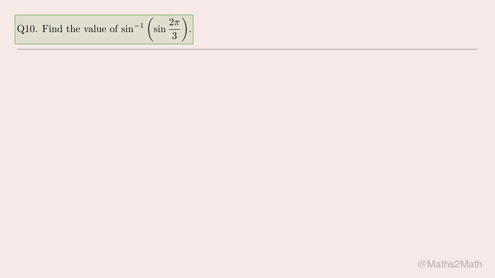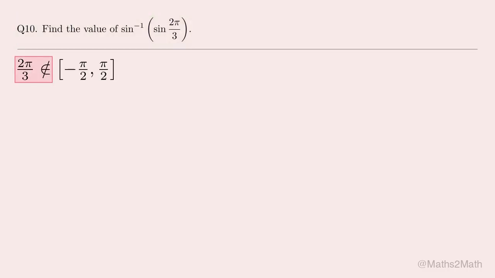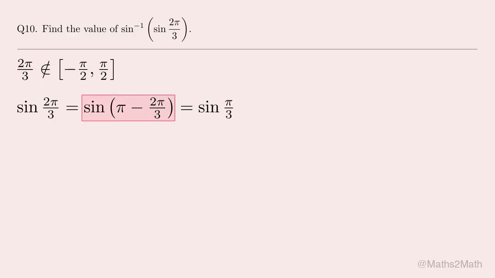Question 10, and a classic trap. Sine inverse of sine of 2 pi by 3 is not 2 pi by 3. 2 pi by 3 lies outside the principal branch of sine inverse, which only spans minus pi by 2 to pi by 2. But sine of 2 pi by 3 equals sine of pi minus 2 pi by 3, which is sine of pi by 3, and pi by 3 is in the branch. So the answer is pi by 3.